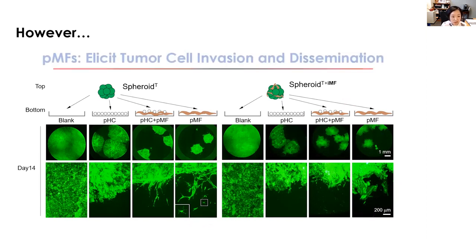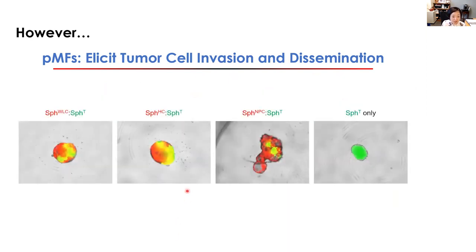So overall we found PMFs are able to elicit tumor cell invasion and dissemination. So the tumor is suppressed at the early stage, but then this suppression actually leads the tumor cells to become more aggressive. And once we had this knowledge, we went back to our initial 3D co-culture. And yes, it's already there.